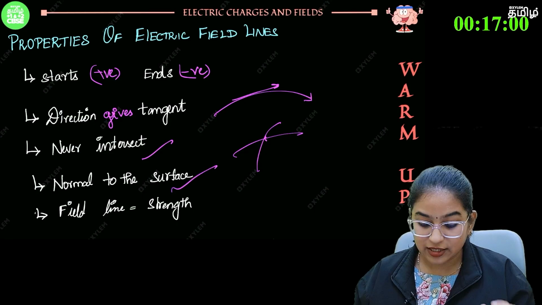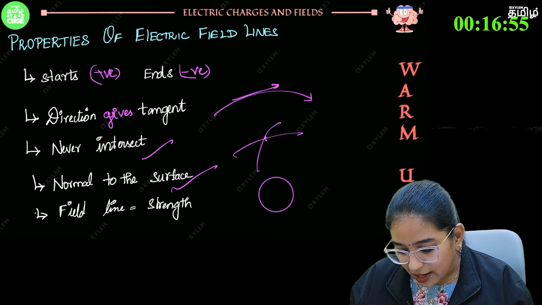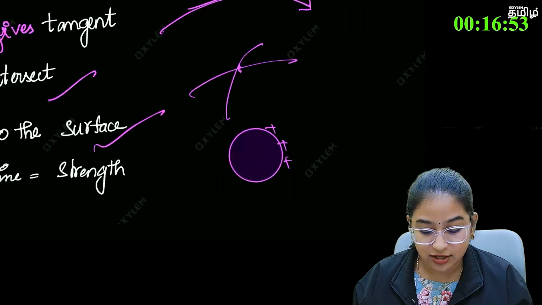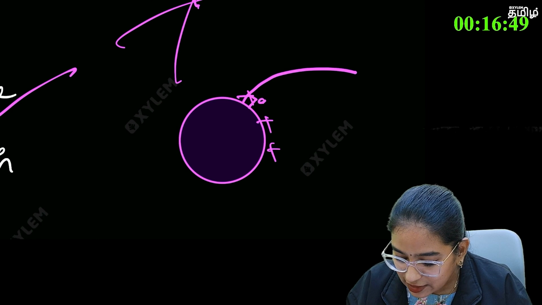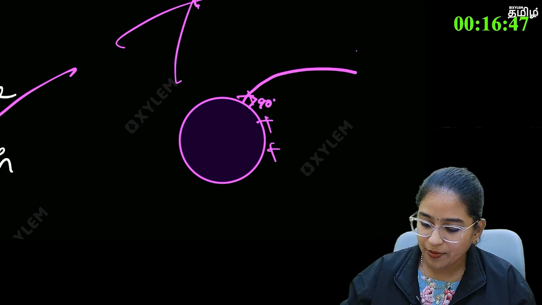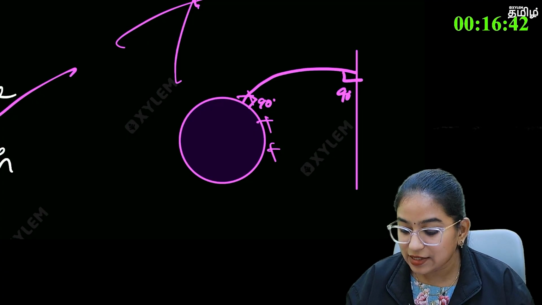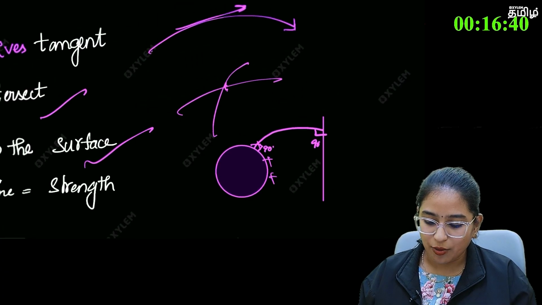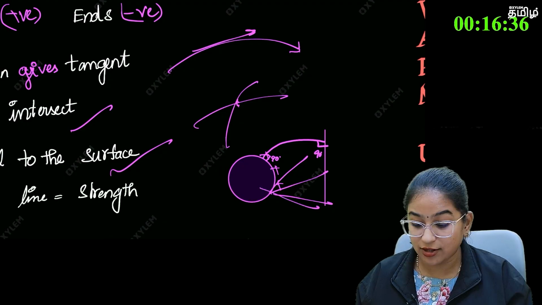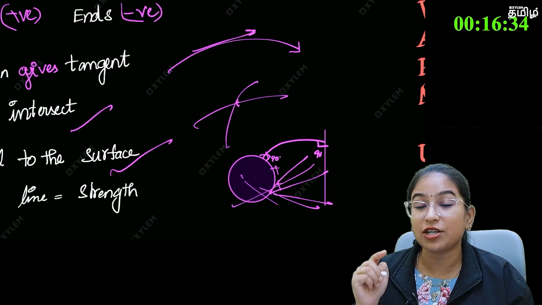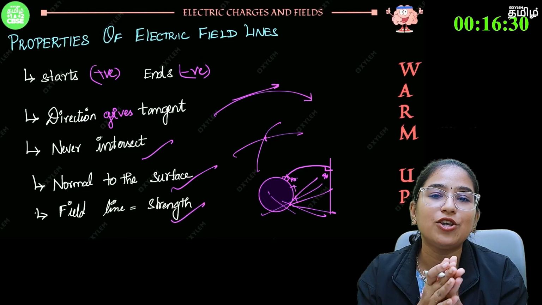The next one is normal to the surface. Whenever there is an object that contains charges, the electric field from that object should be at 90 degrees to its surface. It should originate at 90 degrees from the surface and also end at 90 degrees to the surface. So you can't draw it like this, even in an emergency, and this is the most important question from your board exam.